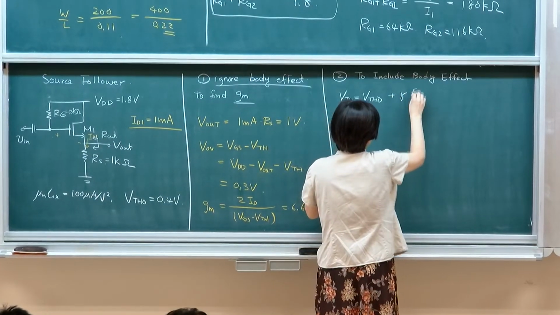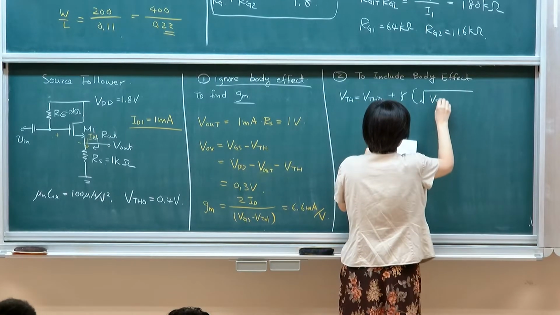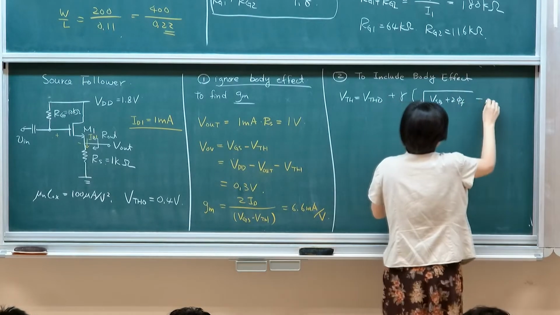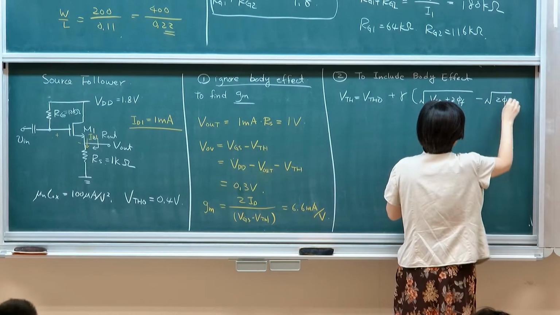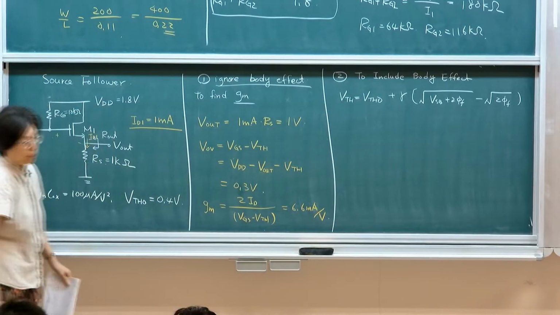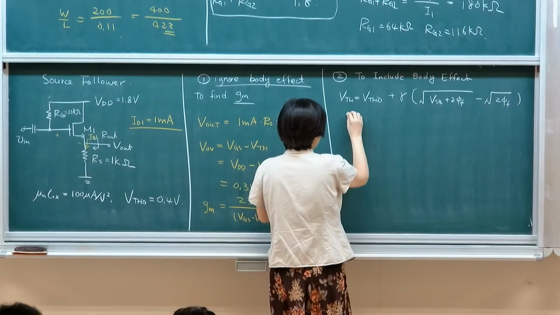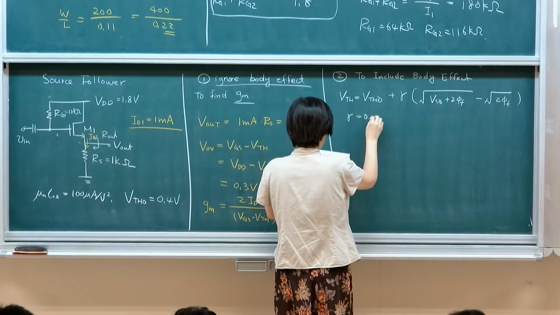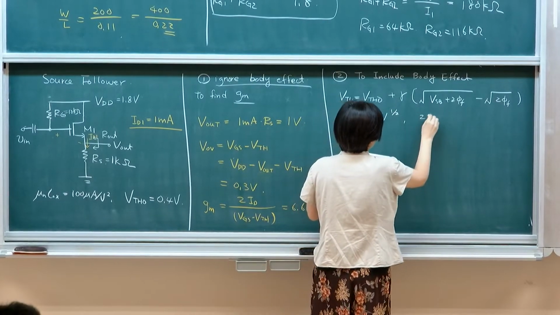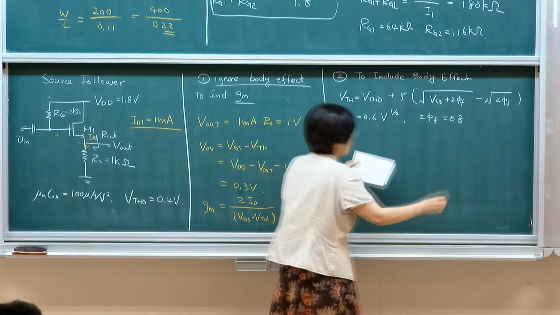So gamma, let me review the equation. Gamma times the square root of VSB plus 2 phi f, minus the square root of 2 phi f. So that's my body effect equation. And we need two parameters, which is gamma, 0.6 volt to the one half, and then 2 phi f. This is typically 0.8 in most cases.